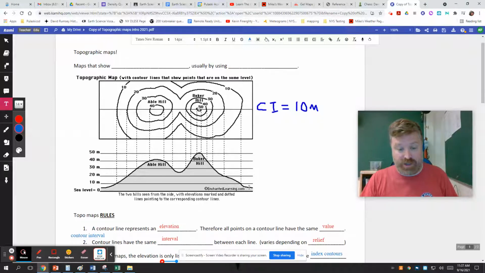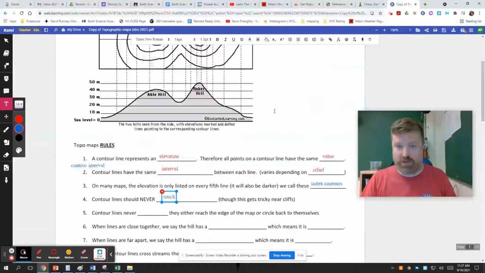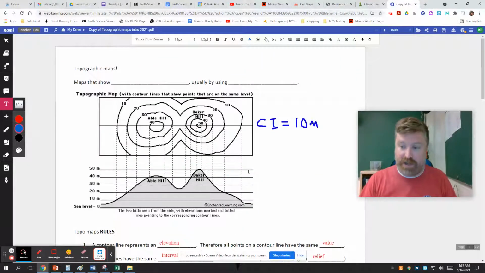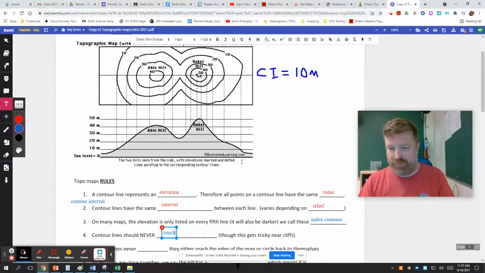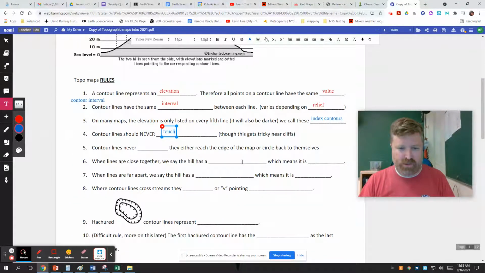Now, yes, if there's a cliff, and I believe I said that here, it gets tricky near cliffs. If there's a cliff and it's straight down, that does get a little bit tricky to do on a map. There are some tricks to get us out of that mess. But again, you won't really have to worry about drawing those on cliffs, so don't worry about that.